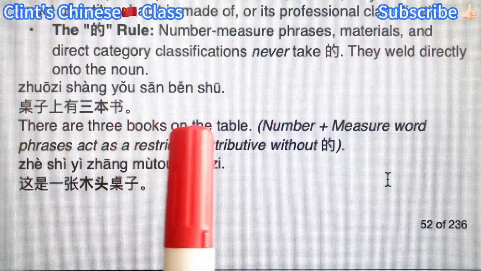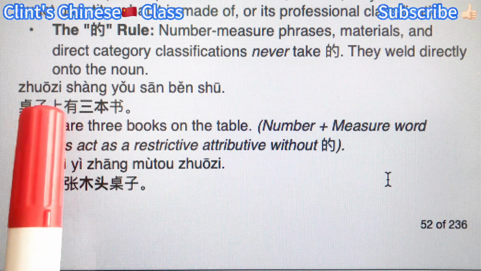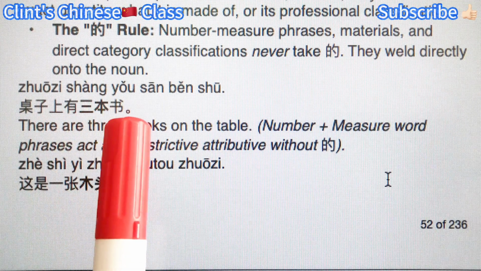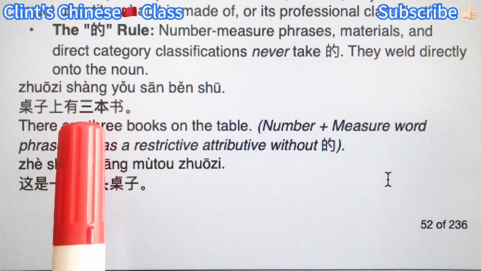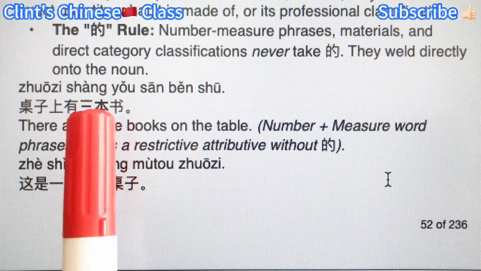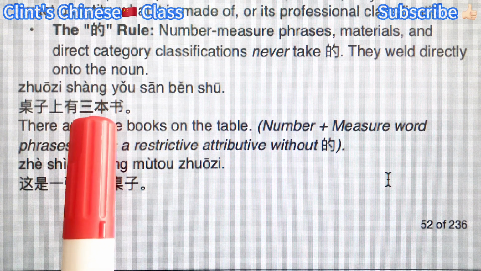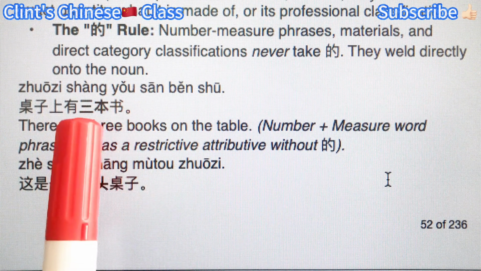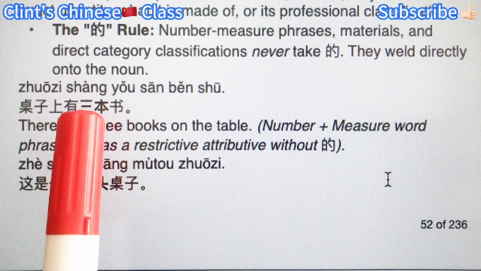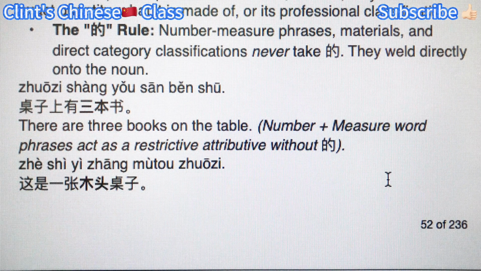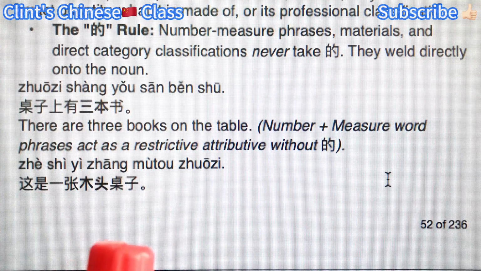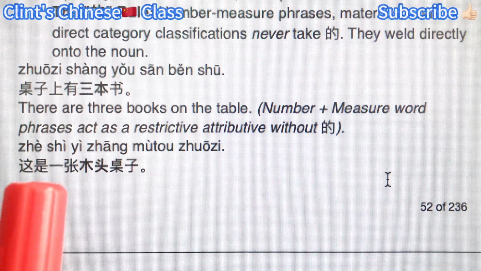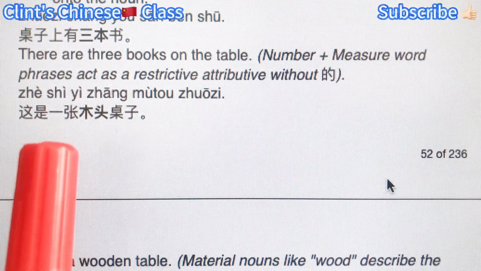There are 3 books on the table. 桌子上有3本书。 So here the 3, the number, and 本, the measure word. 3 books. The whole 3本 is used as the attributive here, and we don't need the de, because they're talking about the number, quantity.